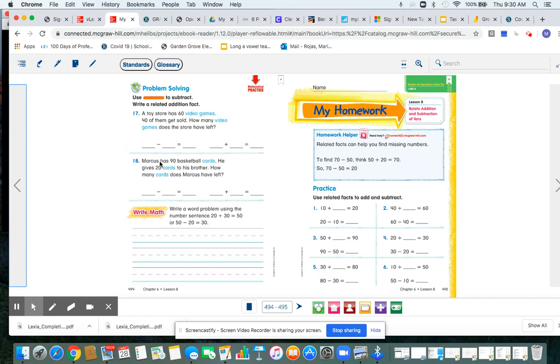So for 18, Marcus has 90 basketball cards. He gives 20 cards to his brother. How many cards does Marcus have left? So go ahead, create your subtraction problem and your addition problem.